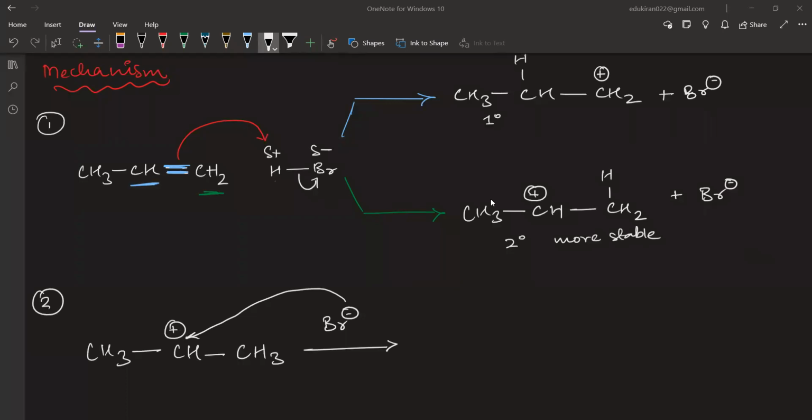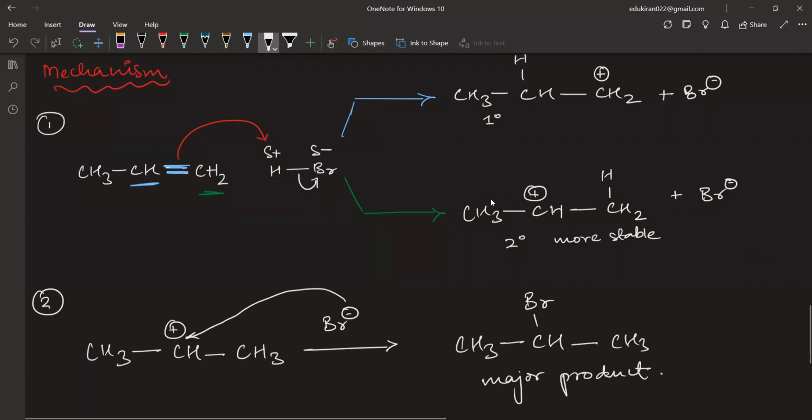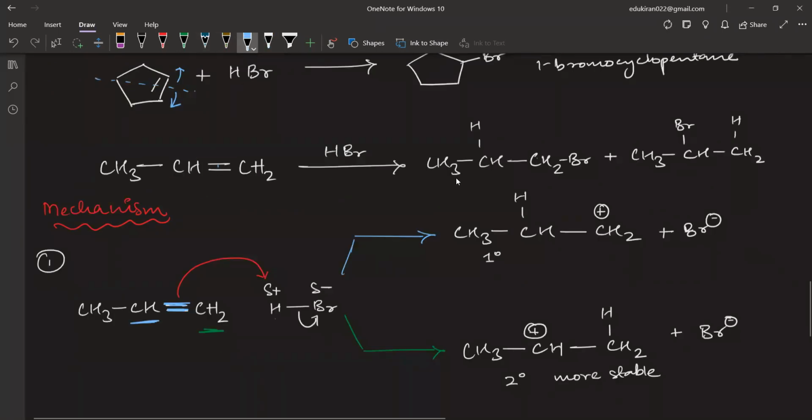So I hope all of you must have drawn it like this: CH3, CH, and the Br is going to be on the second carbon, followed by a CH3. This is going to be your major product. Okay, now you all can lower your hands. So now we have got our major product and the minor product. This is going to be our major product. This is minor. And this one is our major product. Okay, so just write this down. HBr also.